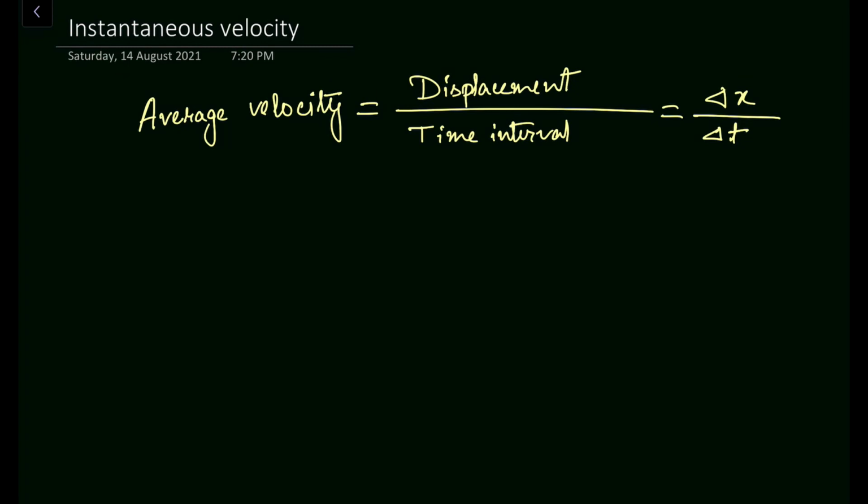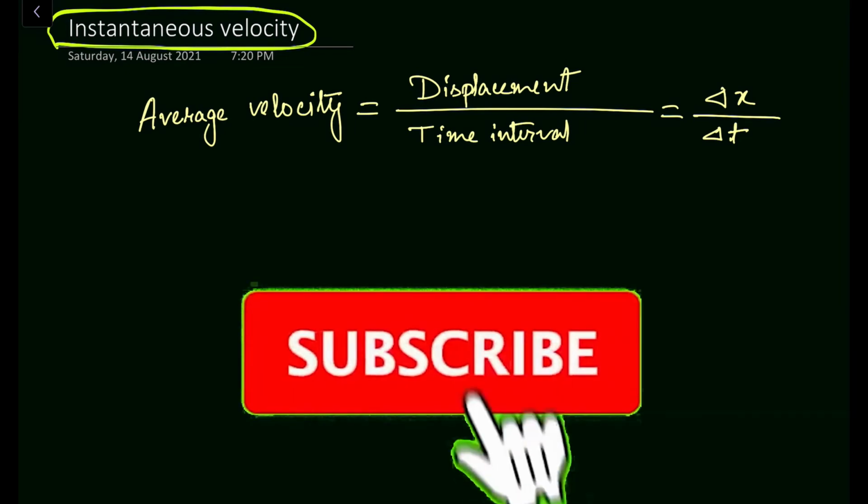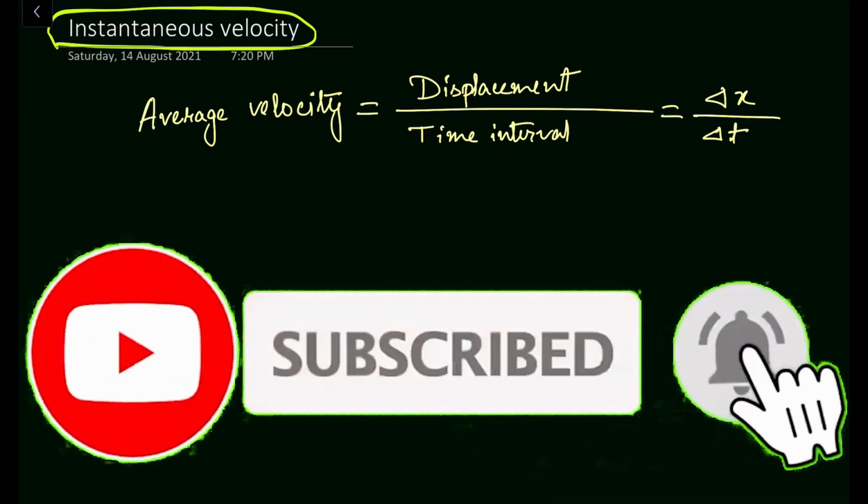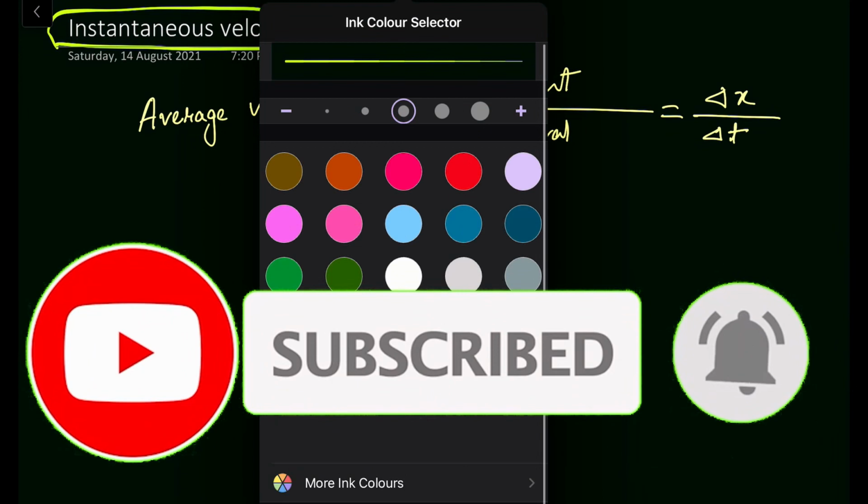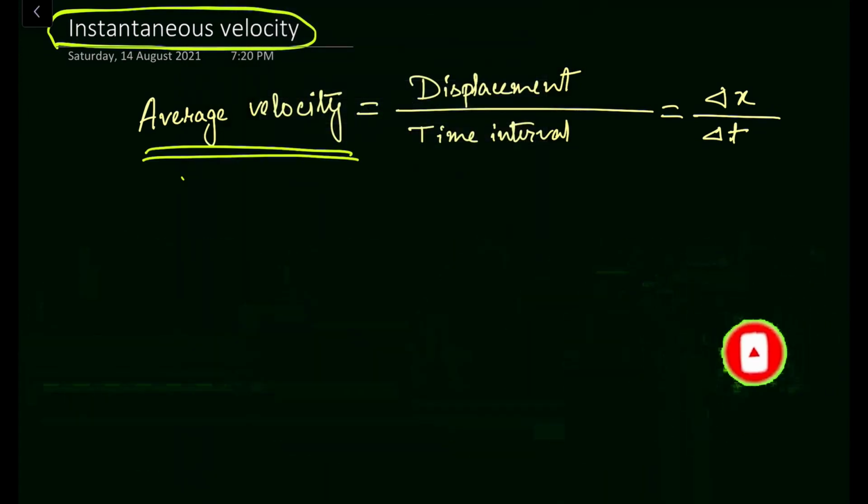In this video, we will learn about instantaneous velocity. What is the definition and how it is calculated? We have to understand this. First of all, we have to understand what is average velocity. Average velocity we learned in our previous video. Average velocity is displacement divided by the time interval.